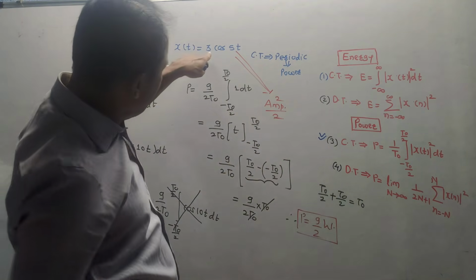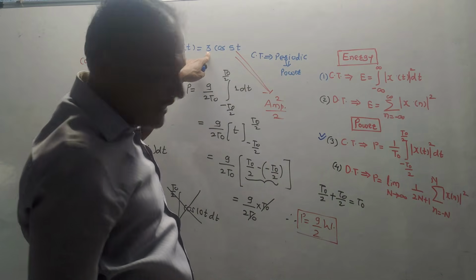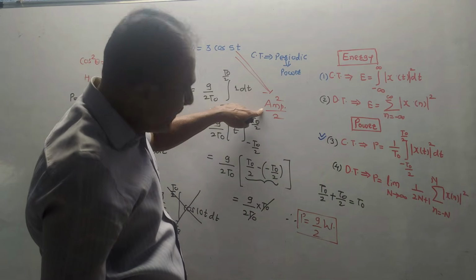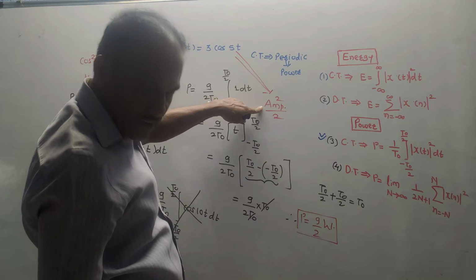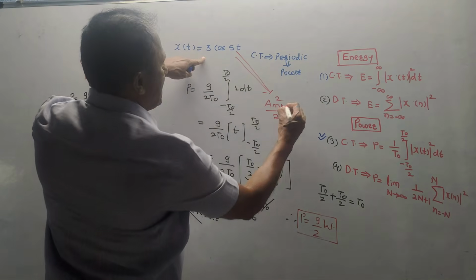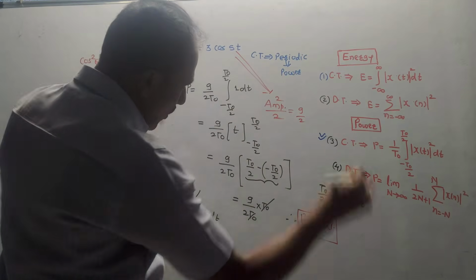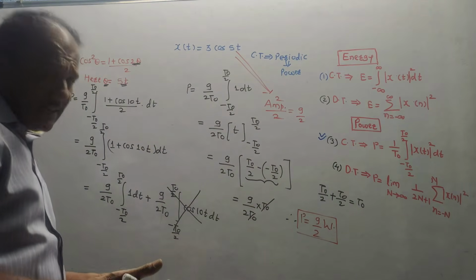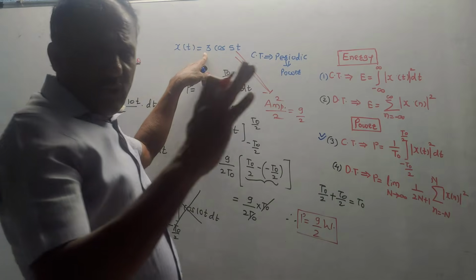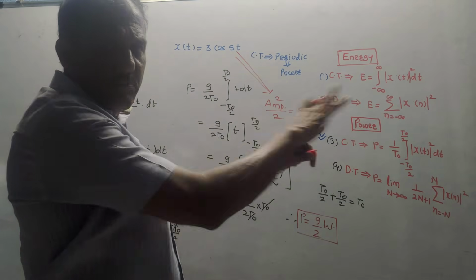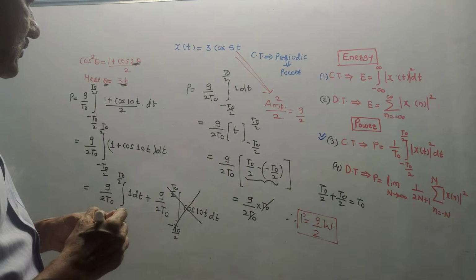So let us check it. The amplitude of the signal is 3. So I am telling you a simple clue. The final answer must be amplitude square divided by 2. 3 square is 9. So the final answer is 9 by 2. Likewise, if you have any cosine or any sine term, just check the amplitude. Amplitude square divided by 2 must be your answer. This is the answer for a power signal.